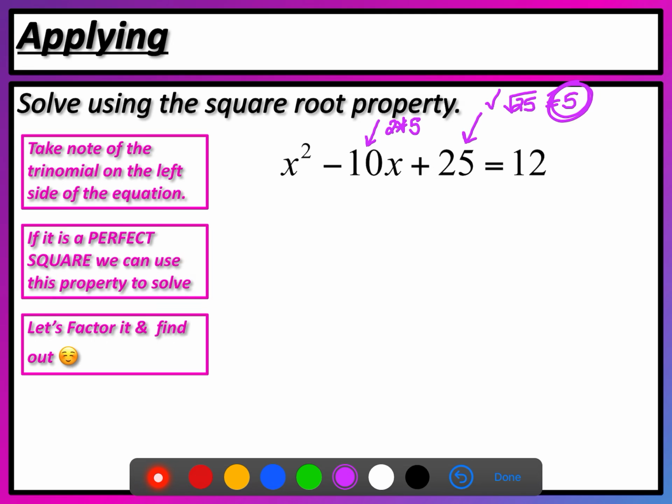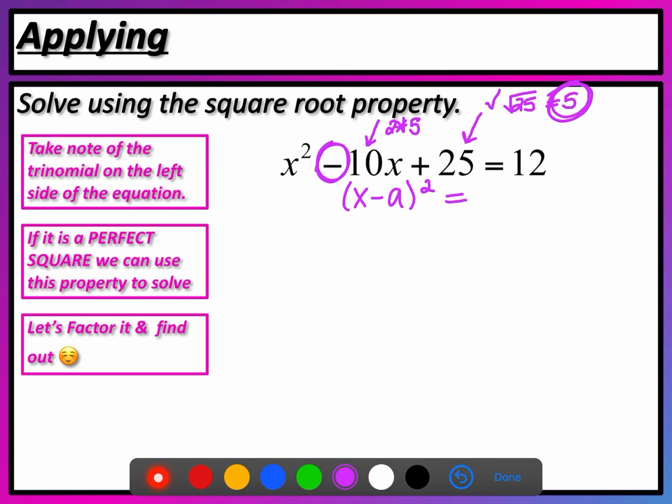2 times 5. You're taking the square root from over here. That's where that number comes from. 2 times 5, does that match my middle term? Yes, it does. The middle term is 10. Okay, so in squared form, it's going to be x minus a number this time, because this is a negative right here. We always base it off of that value.